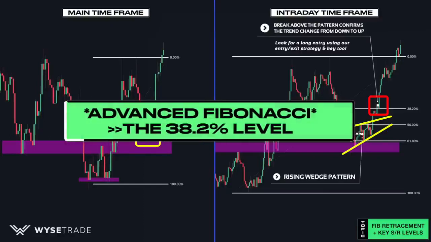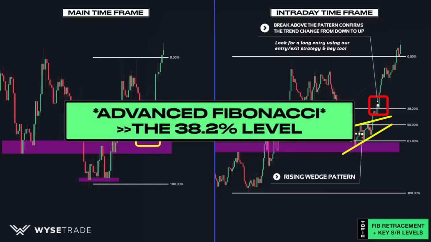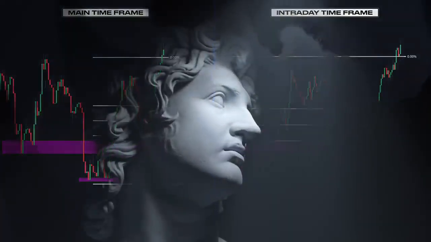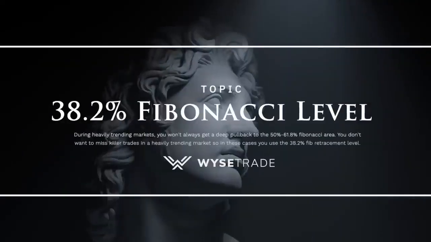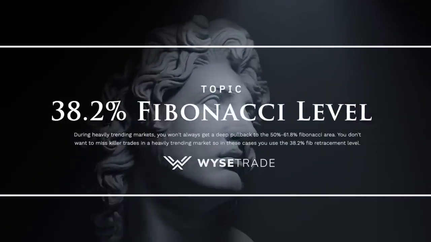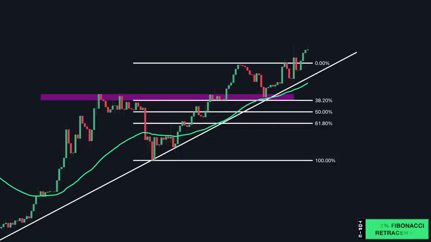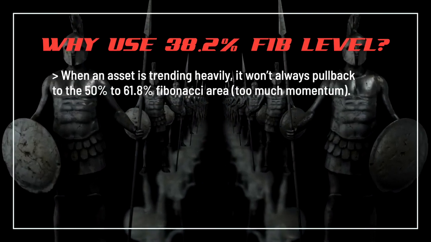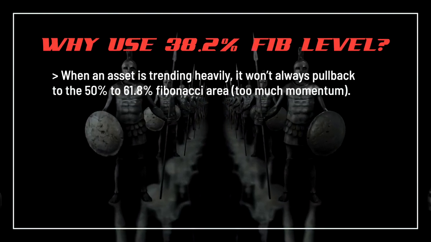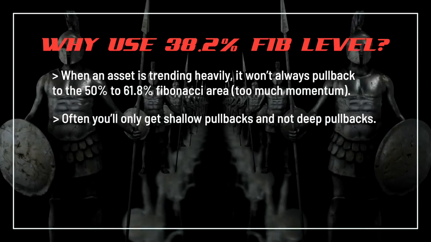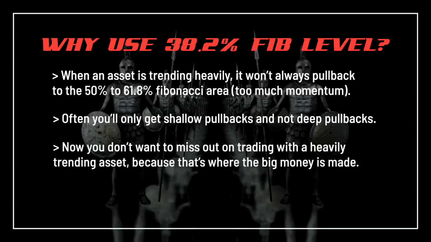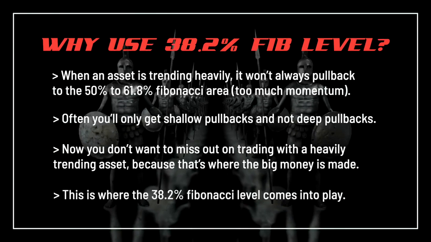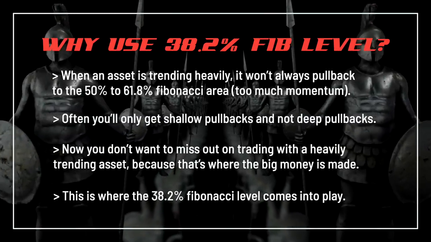Let's now get into how to use the 38.2% Fibonacci level. When an asset is trending heavily, it won't always pull back to the 50% to 61.8% Fibonacci area. Often, you'll only get shallow pullbacks and not deep pullbacks. Now, you don't want to miss out on trading with a heavily trending asset because that's where the big money is made. This is where the 38.2% Fibonacci level comes into play.